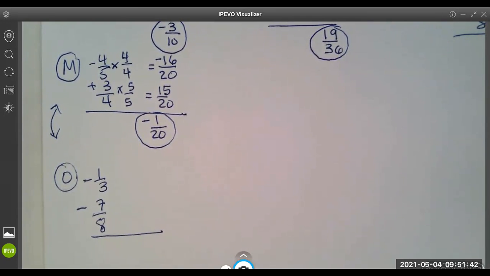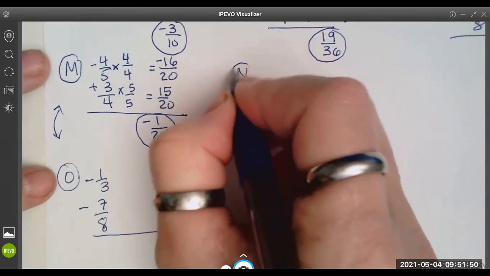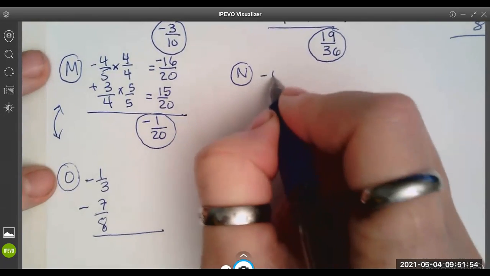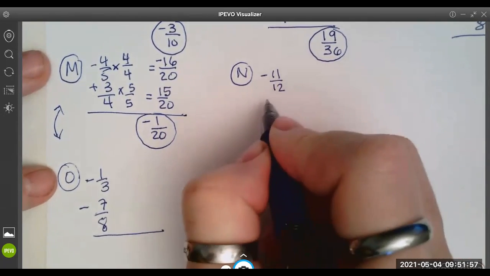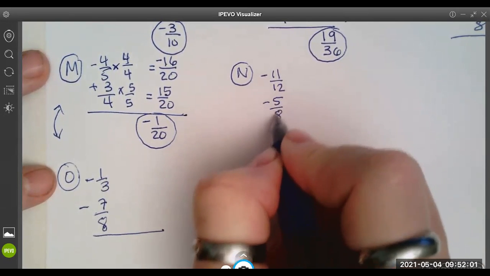Let's finish this row and then we'll double back for the O row. So we are on N. I know it's out of sequence. It's okay. N is negative 11 over 12 and negative 5 over 8.